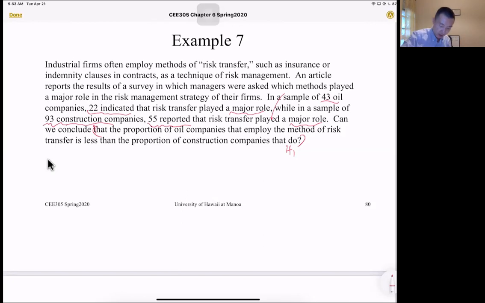So let's define. For the oil company, that is X. Sample size is 43, and 22 of them said it plays a major role. So the sample proportion will be 22 out of 43. For the construction company, we call that Y. Sample size is 93, and 55 of them say it plays a major role. So py will be 55 out of 93.